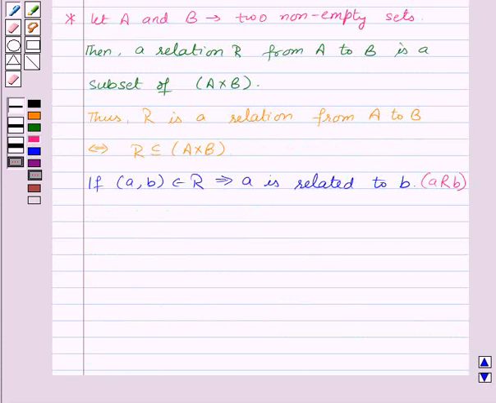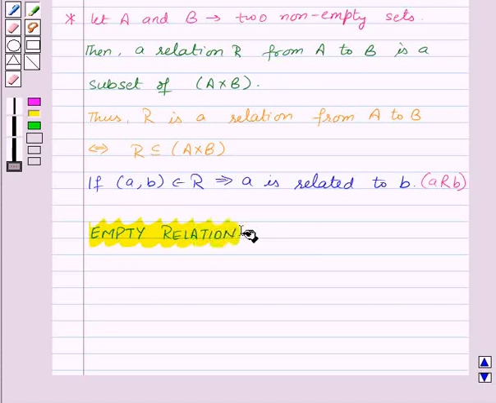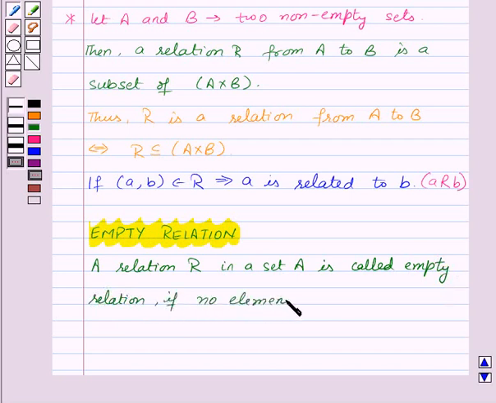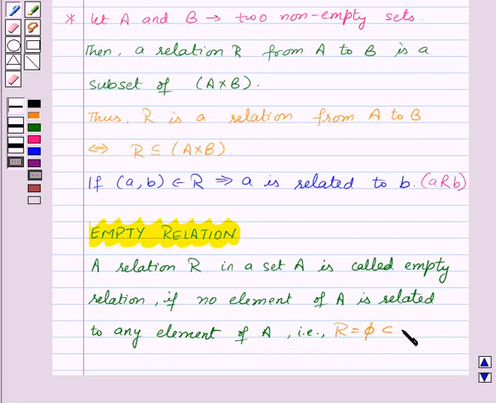So, first we have empty relation. A relation R in a set A is called empty relation if no element of set A is related to any element of A, that is R is equal to the empty set, which is a subset of A cross A.